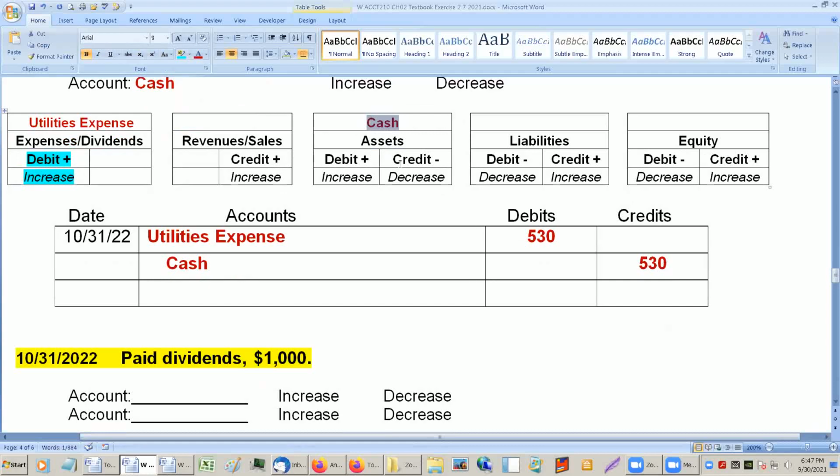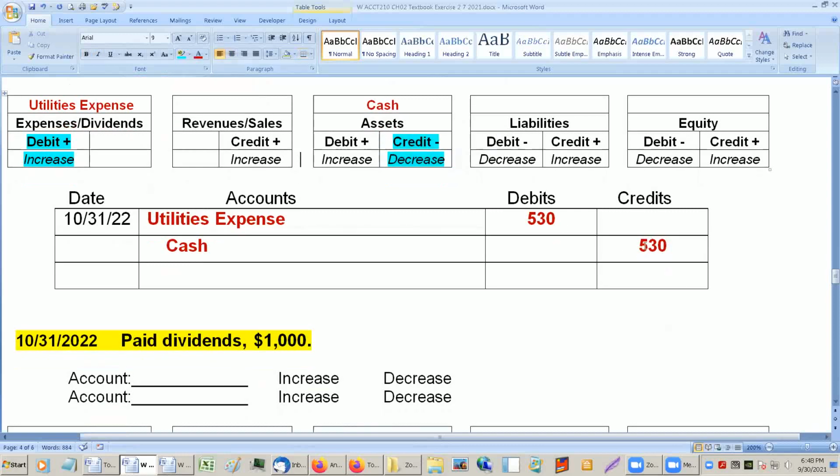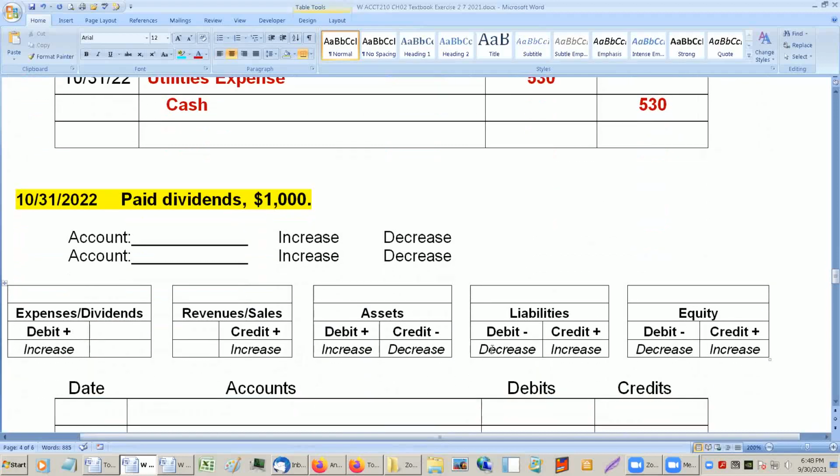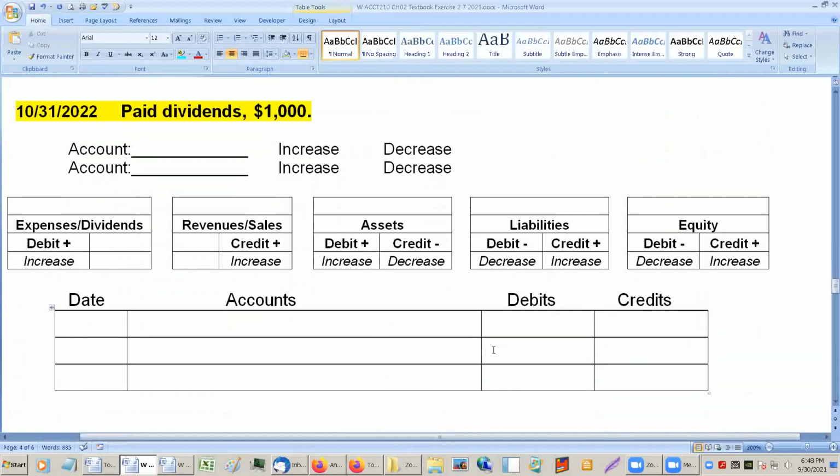Okay, our cash is going down. It's a credit, but we already knew that because these two sides have to equal. So if you know one's a debit, you know what the other one has to be. Paid dividends, what accounts? Accounts receivable. Cash. Right, cash.